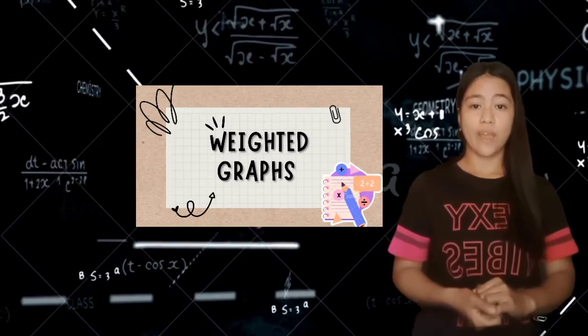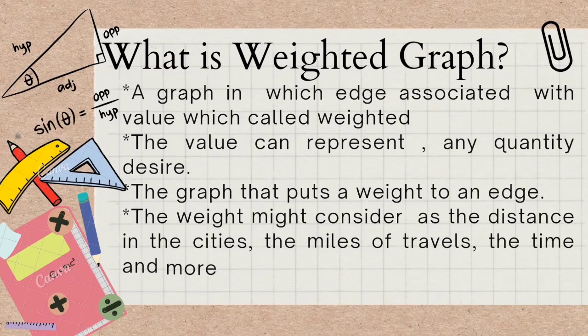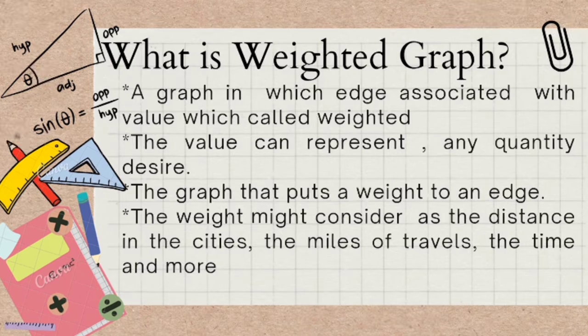In this video, we are going to discuss what weighted graphs are. First and foremost, what is a weighted graph? A weighted graph is a graph in which each edge is associated with a value which is called a weight. The value can represent any quantity desired. A weighted graph is a graph that puts a weight on an edge. The weight might be considered as the distance between cities, the miles of travel, the time, and more.